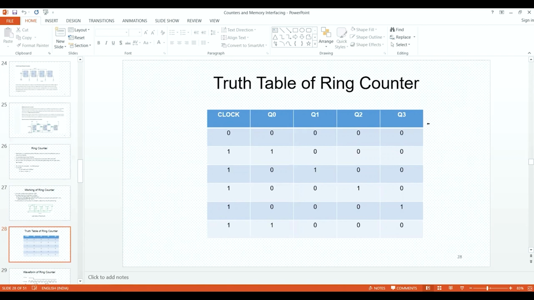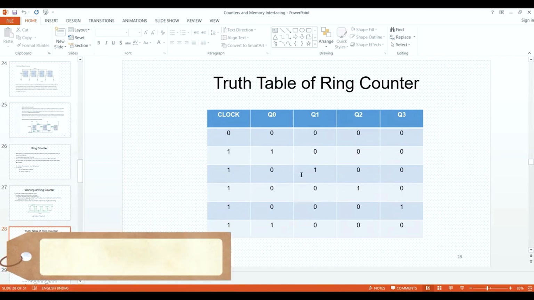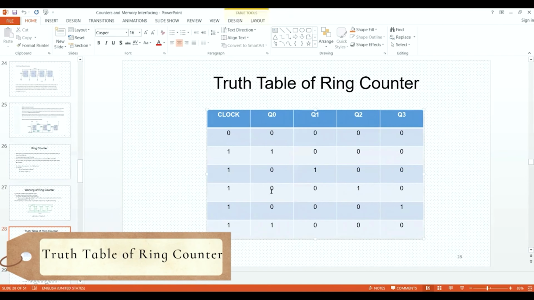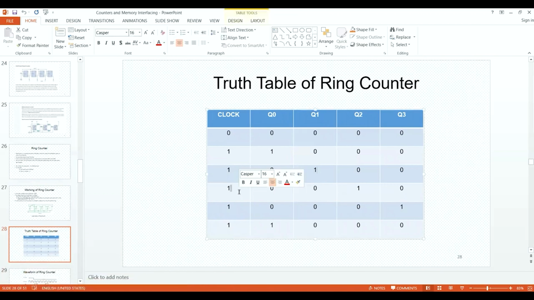When the clock is 0, all the outputs are 0. When the clock is 1, Q0 is on, all others are off. The clock is again 1 after a pulse, after a delay, then Q1 is on, all others are off. Then the clock is again 1, so Q2 is on. The clock is again 1 after delay, and Q3 is on. What is the difference? When the clock is 1 again, due to this feedback, Q0 will turn on. This is the beauty of your ring counter. I hope this is clear to everybody.